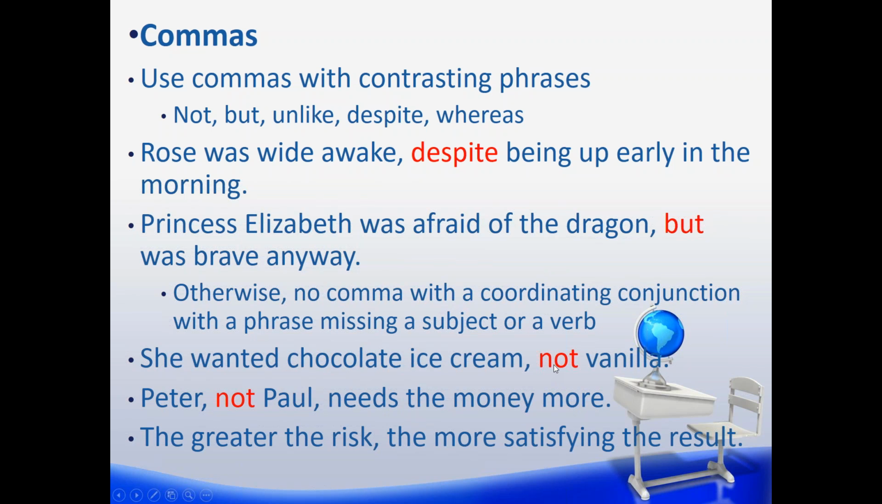So these are some contrasting phrases here as well. And we can put them at the end of the sentence. They can be in the middle of the sentence. Then we have these other constructions with kind of absolute phrases, they're called. The greater the risk, the more satisfying the result. Neither one of them makes sense alone, but they make sense together, so that's the reason why there's a comma.